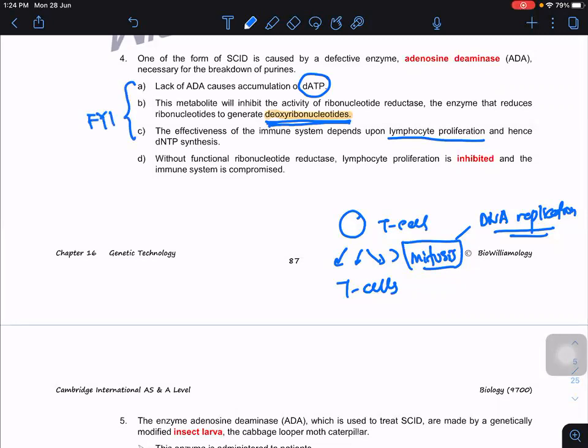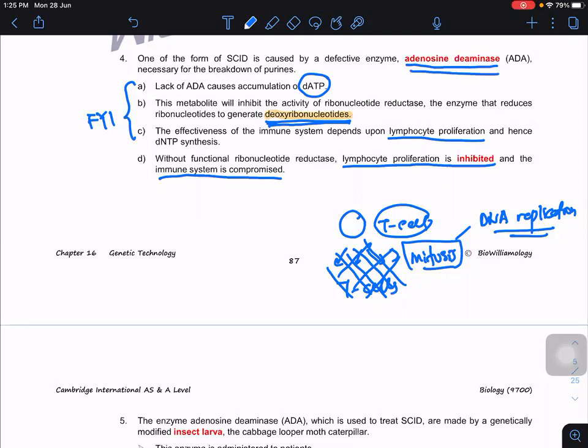What you need to know basically is that lack of adenosine deaminase causes lymphocyte proliferation to be inhibited. So your T lymphocytes cannot form clones. Therefore, the immune system is compromised. Very simple for you guys. So what is the effect? With this defective enzyme, adenosine deaminase, T cells cannot proliferate, so the individual will have a compromised immune system.